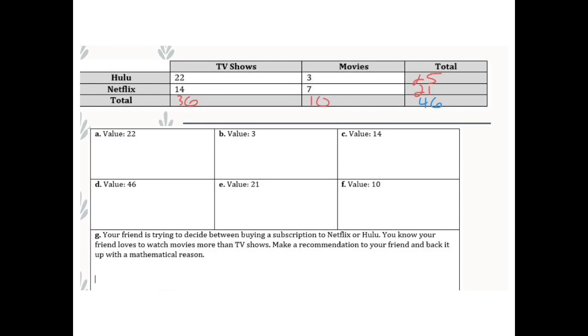Alright, so now we have some numbers to interpret. The first number we want to interpret is 22. So when we're interpreting our numbers, we want to figure out what row and what column that number is in. 22 is in the TV show column, and it's in the Hulu row, which means that these are the two categories that number represents. So there are 22 people who watch TV shows through Hulu. That's what that number would mean. There are 3 people, so that would be in our movie column and our Hulu row. So again, 3 people that watch movies on Hulu.